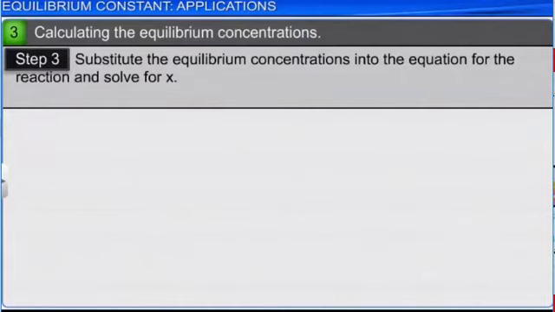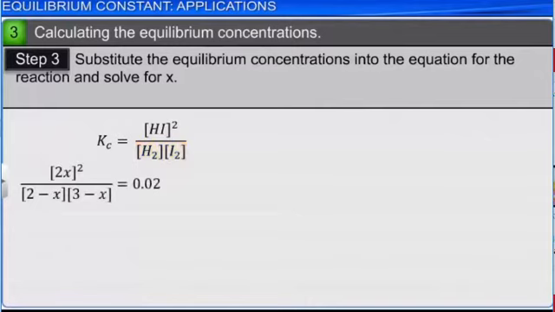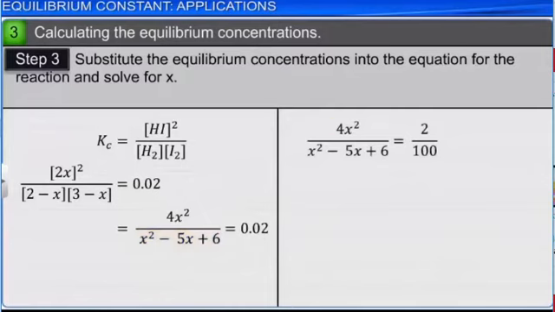The equilibrium equation for the reaction is Kc equals the concentration of hydrogen iodide raised to the power of 2 divided by the product of the concentrations of hydrogen and iodine. On substituting the equilibrium concentrations and the value of the equilibrium constant in the equation, we get (2x)² divided by (2 minus x) multiplied by (3 minus x) is equal to 0.02. This is equal to 4x² divided by x² minus 5x plus 6. This can be written as 4x² divided by x² minus 5x plus 6 is equal to 2 divided by 100.